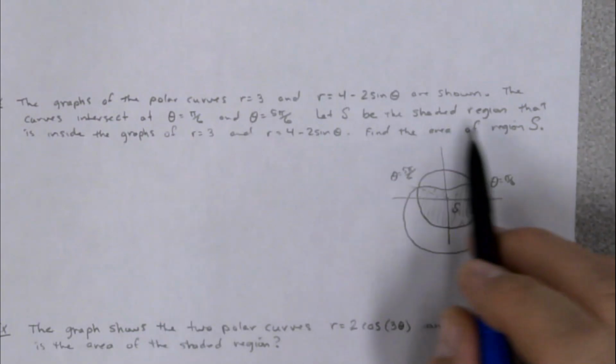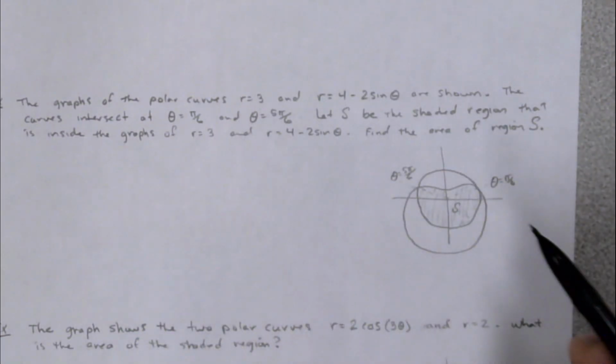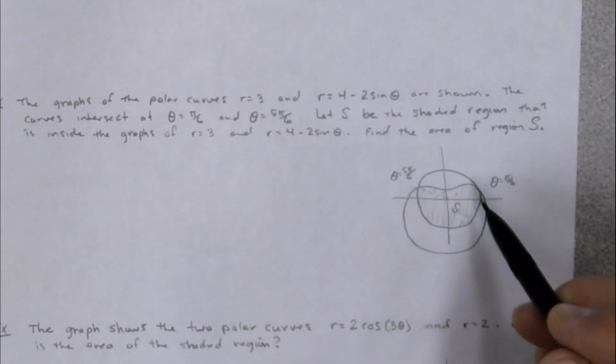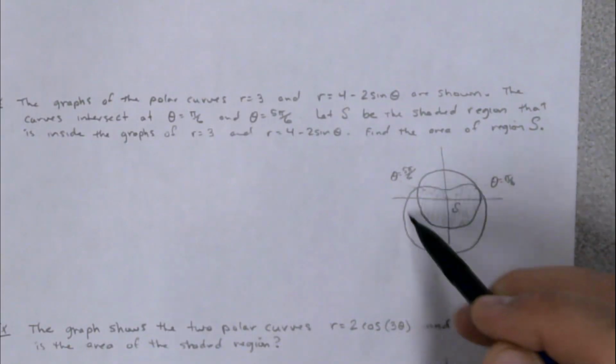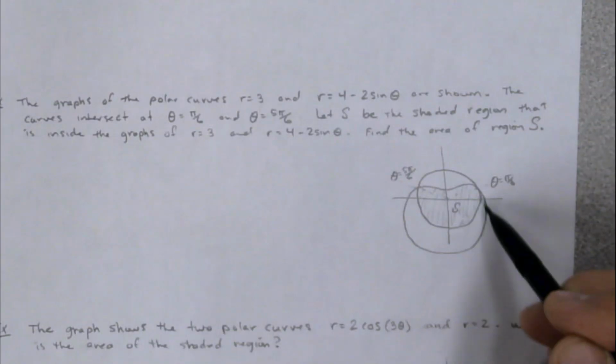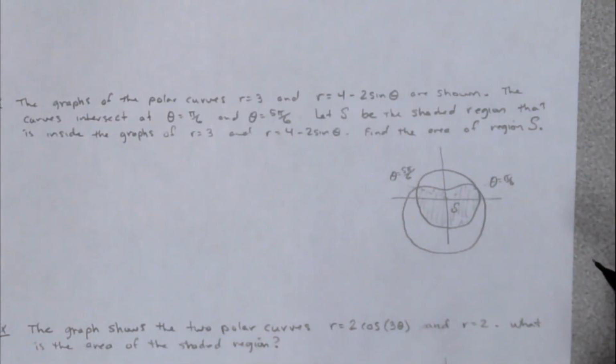Let S be the shaded region that is inside the graphs of both the circle and the shape. That would be the part that I have shaded. Find that region. So you look at this, and there's a lot of ways to do it. But look at it closely and see what it is. How do I get that shape?